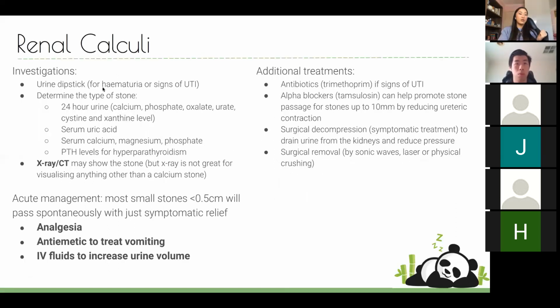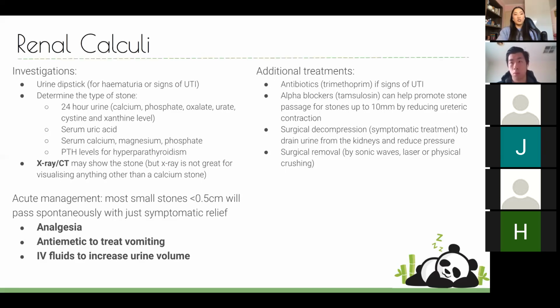The way that you find renal calculi, you could do a dipstick for hematuria or for signs of UTI. There are methods of determining the type of stone, but usually we don't care because you essentially treat the same way. But you can do serum levels of different minerals, of uric acid, or you can do urine levels by doing a 24-hour urine collection. But mainly what will happen is some kind of imaging to look for the stone. It can be X-ray or CT, but CT is usually preferred just because X-rays won't show anything other than a calcium stone very well, because X-rays rely on that calcium density. Whereas the others are not going to show up as well.